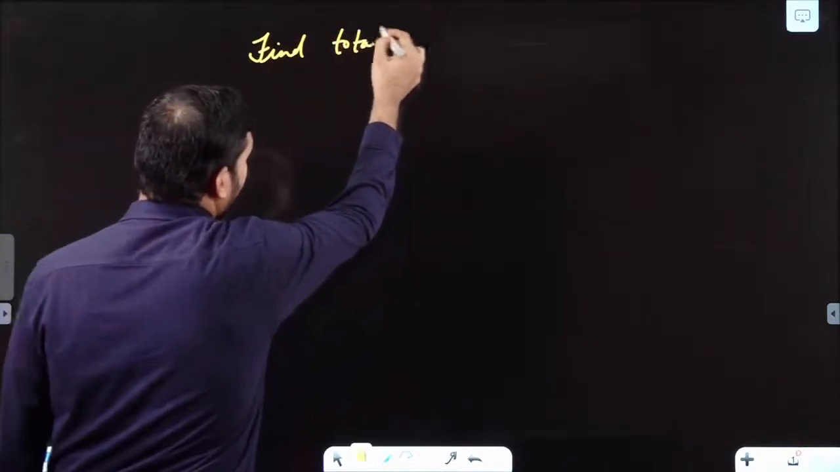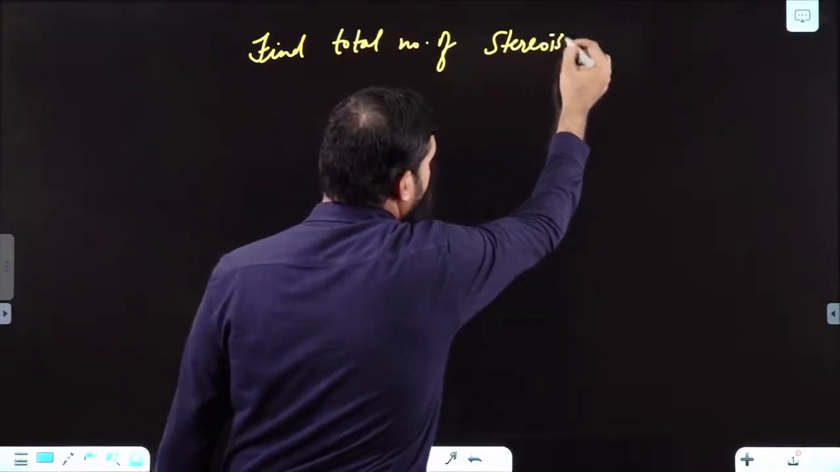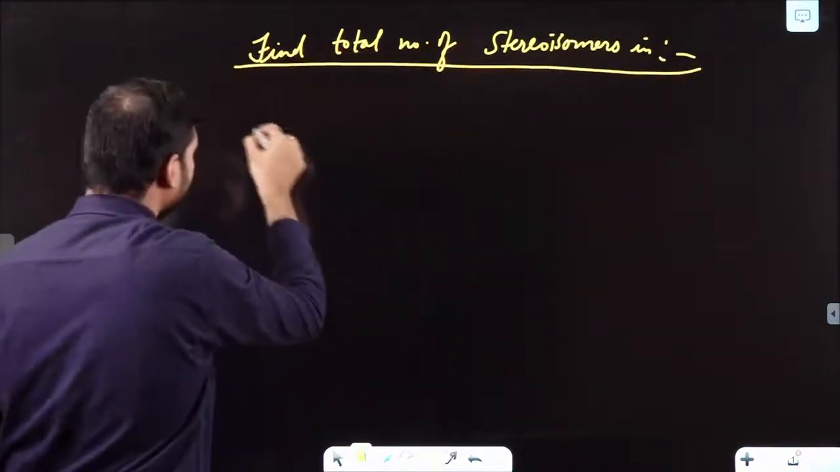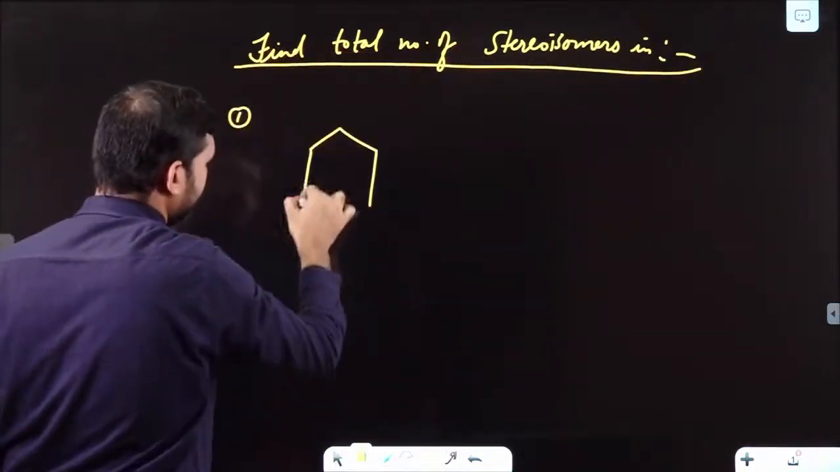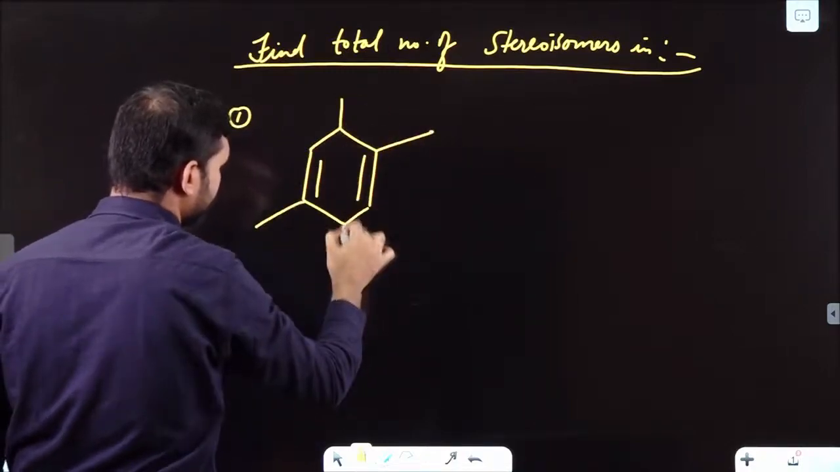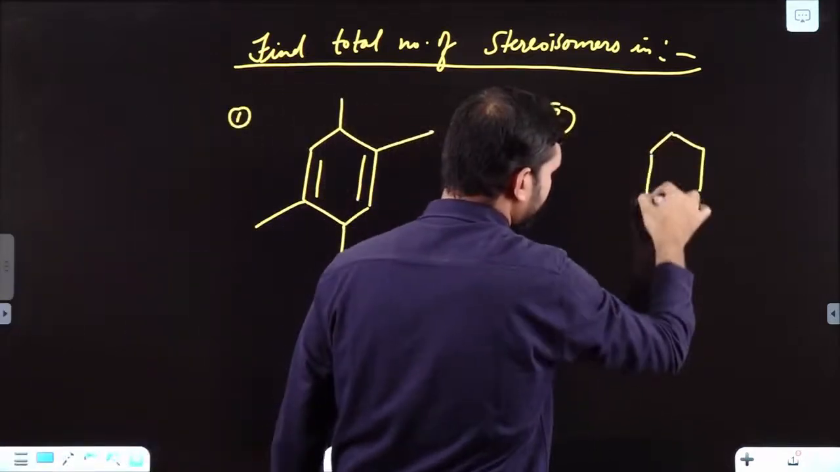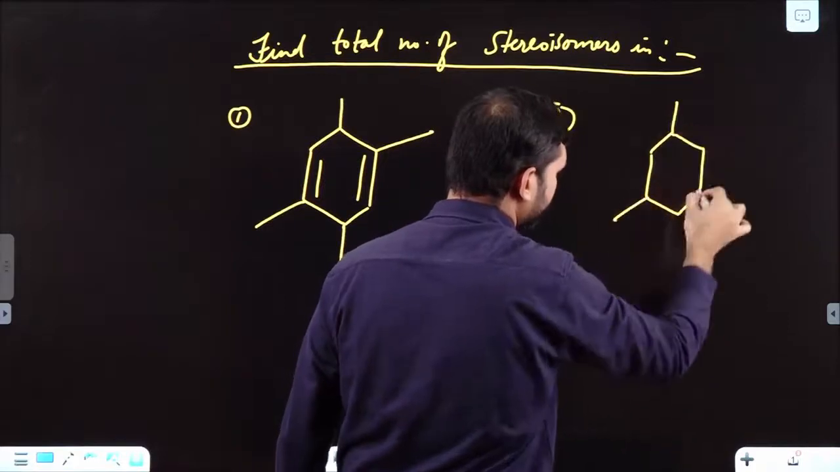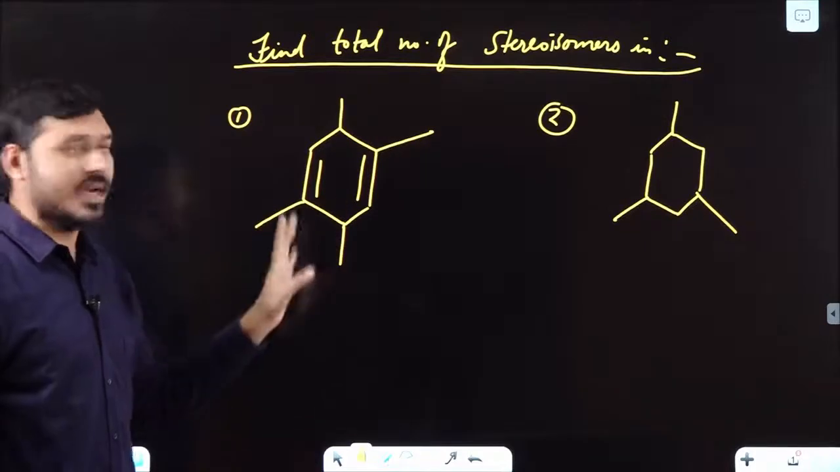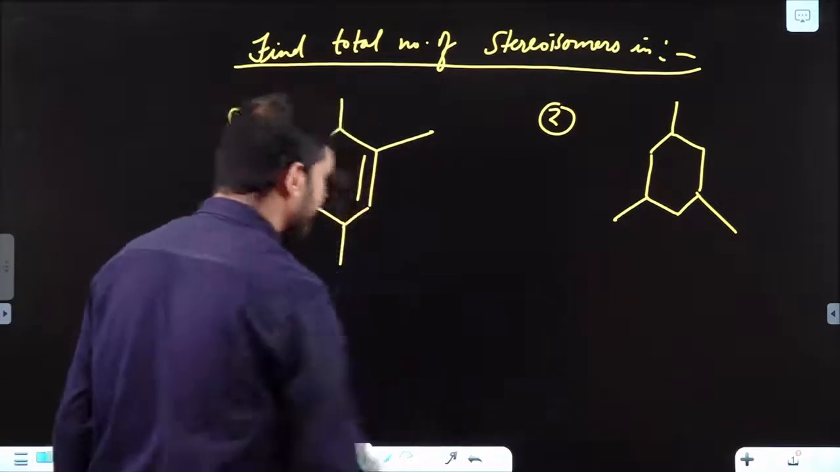Find the total number of stereoisomers in these compounds. So dear students, in these two questions you have to find the total number of stereoisomers. Find out by yourself first.